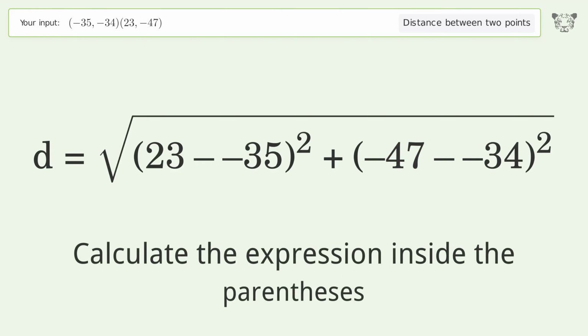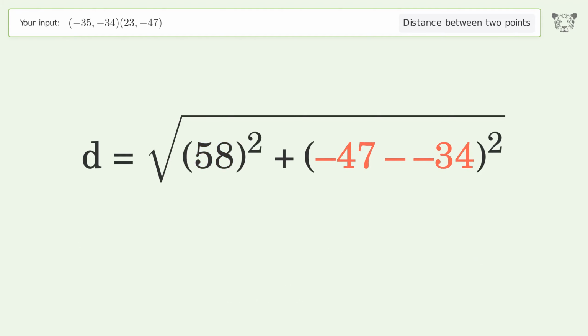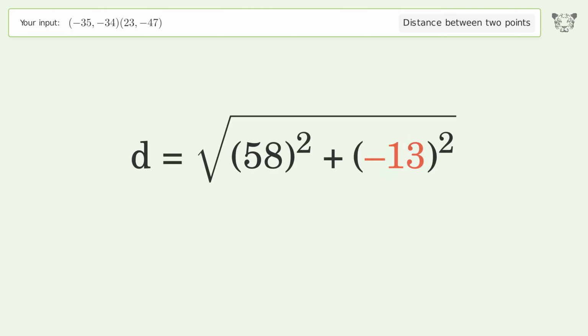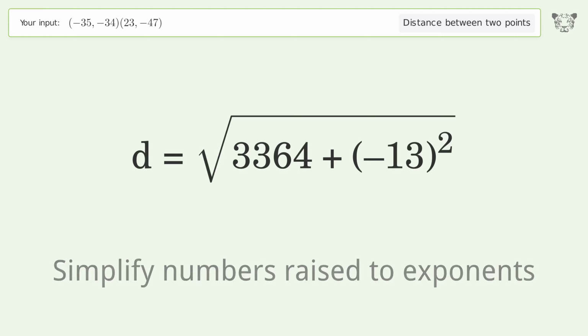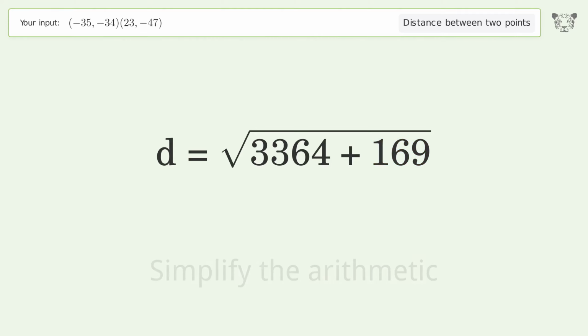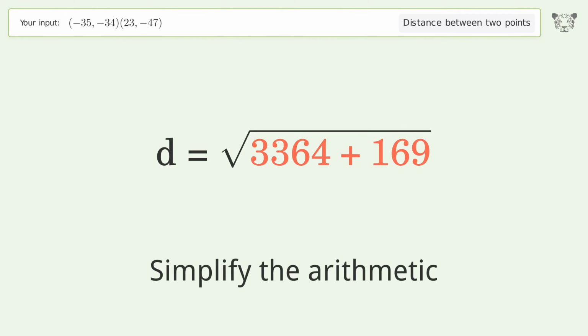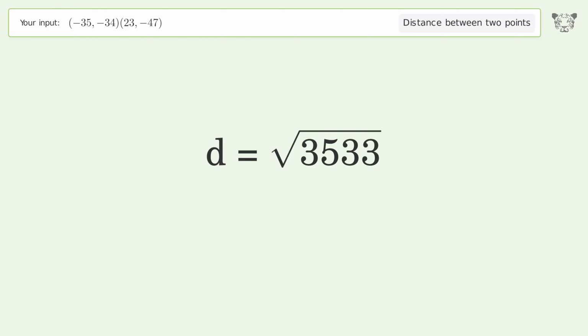Calculate the expression inside the parentheses. Simplify numbers raised to exponents. Simplify the arithmetic. And so the distance between the 2 points is the square root of 3,533, or 59.439.